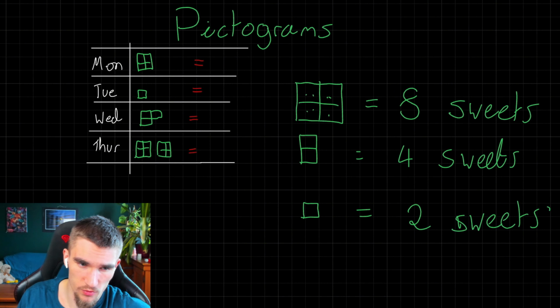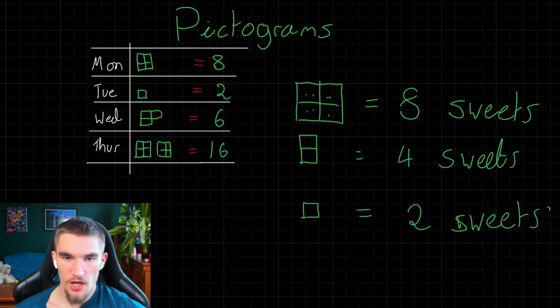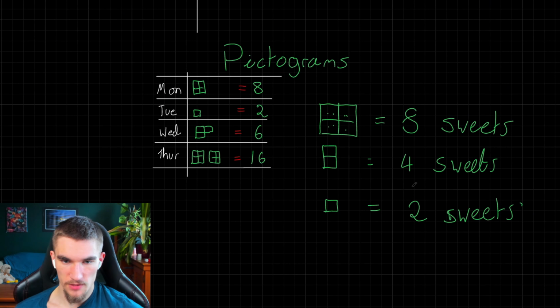Because we broke this down, this is going to be really easy to figure out now. So we know that on Monday we had a total of 8 sweets. On Tuesday we had 2 sweets, right? Because it's just 1 quarter. On Wednesday we had 2 plus 4, so we had 6. And then on Thursday we had 2 full squares. So 8 plus 8, which gives us 16. And that's kind of how pictograms work, okay?